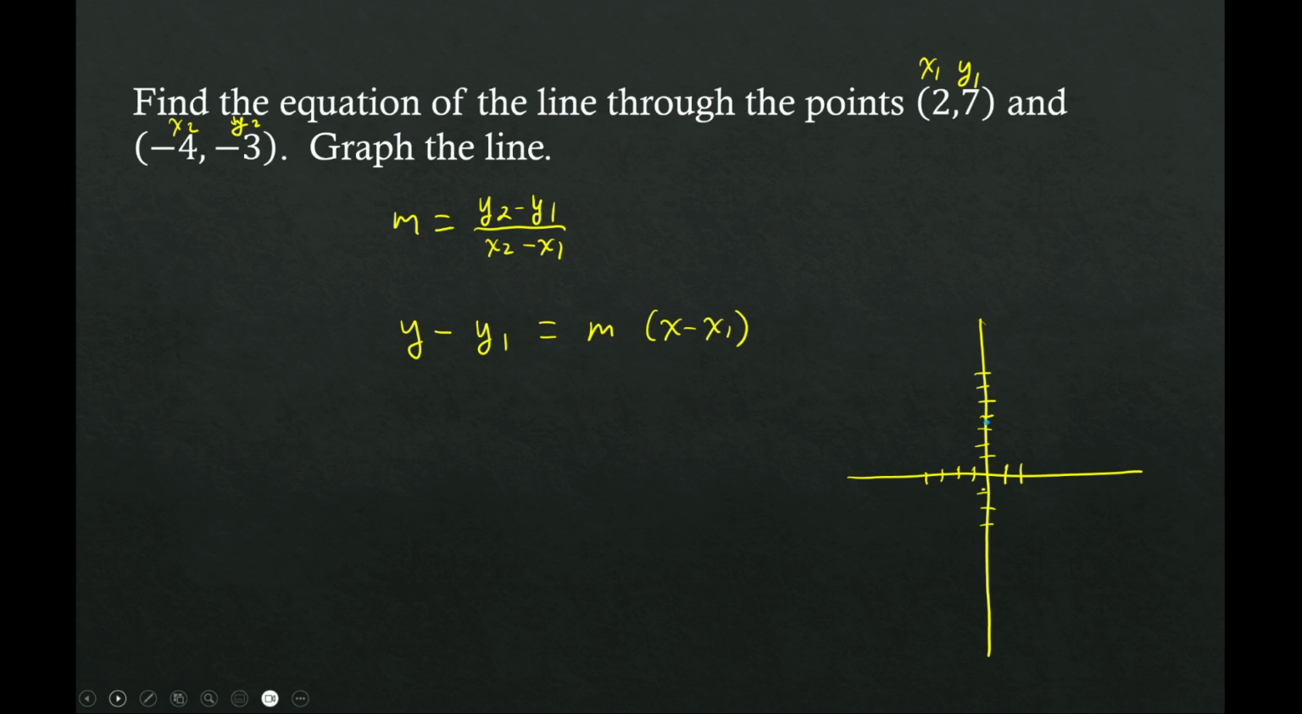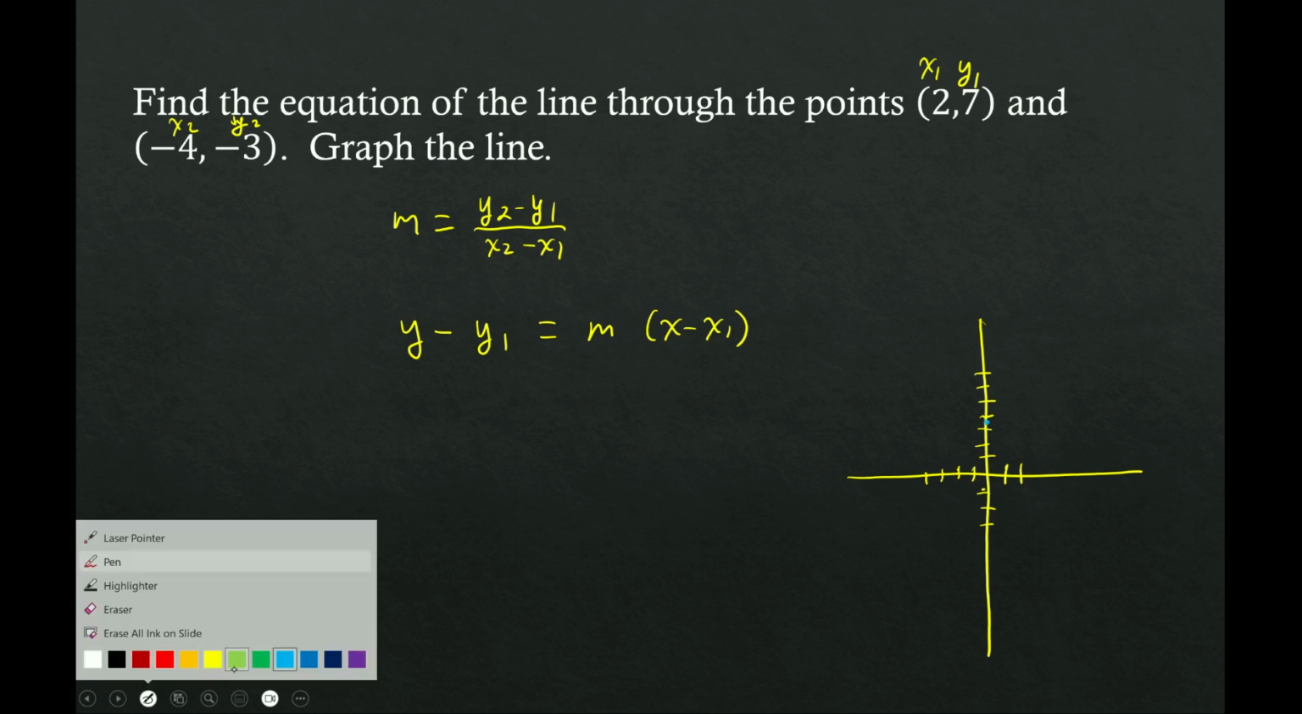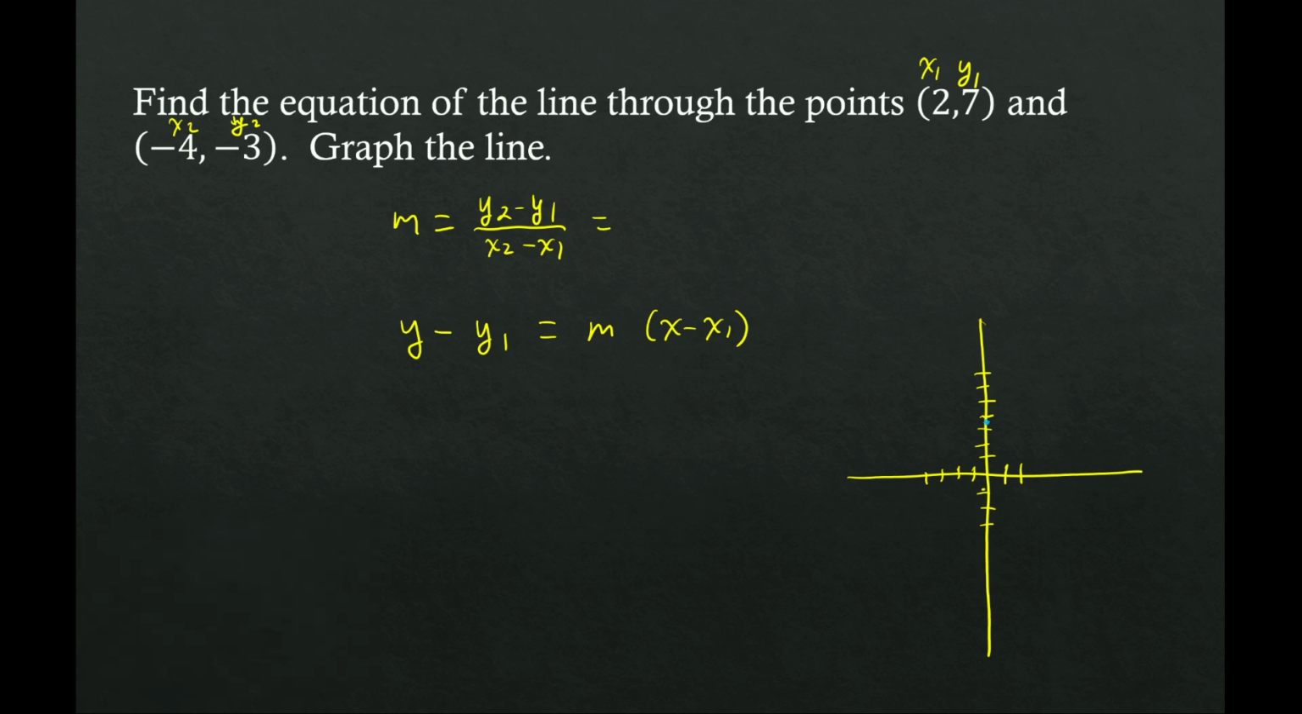So for this one, we want to find the equation of the line through the points 2, 7, and -4, -3. So first off, we got to find the slope. Using the first point as the x sub 1, y sub 1. So y sub 2 is -3 minus the y sub 1, which is 7, over x sub 2, which is -4, minus the x sub 1, which is 2. And so we end up with -10 over -6, which will be positive 5/3.